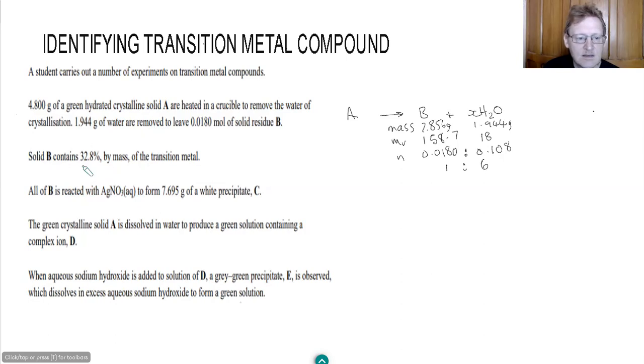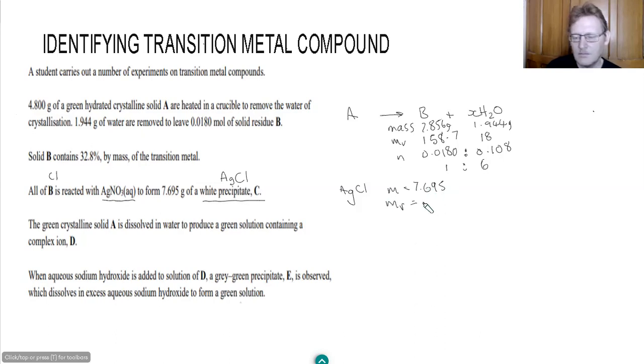Solid B contains 32.8% by mass. B is reacted with silver nitrate to form a white precipitate. So from our knowledge of halide ions there, we know this must be silver chloride, and B must contain therefore chlorine. So for AgCl, mass is 7.695.